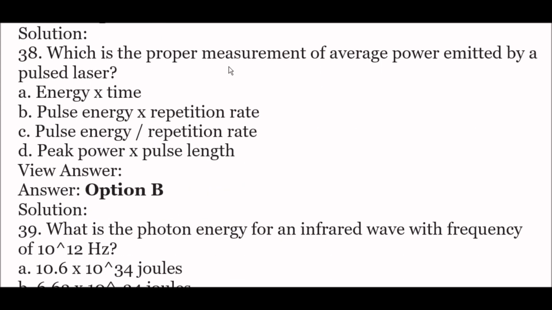Okay, next question. Which is the proper measurement of average power emitted by a pulsed laser? Option A, energy multiply time. Option B, pulse energy multiply repetition rate. Option C, pulse energy divided by repetition rate. Option D, peak power multiply pulse length. And right answer here is option B, pulse energy multiply repetition rate. Okay, so the proper measurement of average power emitted by a pulsed laser is pulse energy multiply repetition rate.